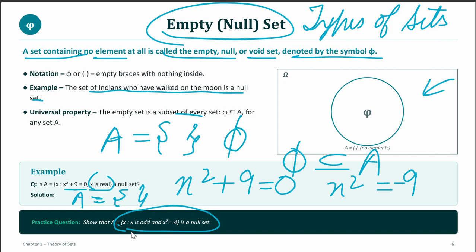Now you may try this question. It is again similar. What we have been given here is x square is equal to 4. When you solve it, you get x is equal to plus minus 2. Now plus minus 2, these numbers are not odd in any way. So again, you will get a null set or a void set. Okay, so let us move forward.